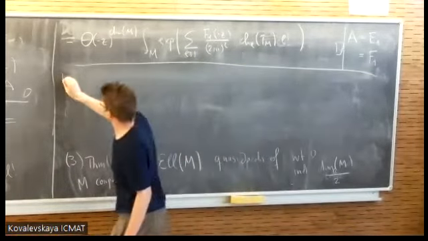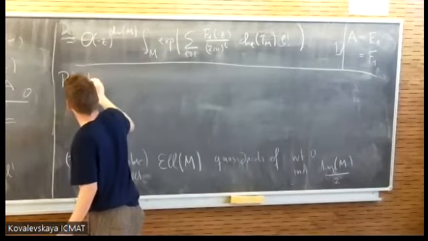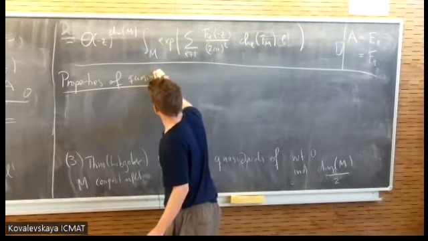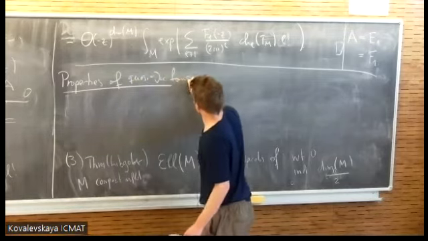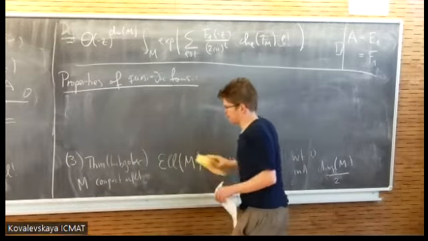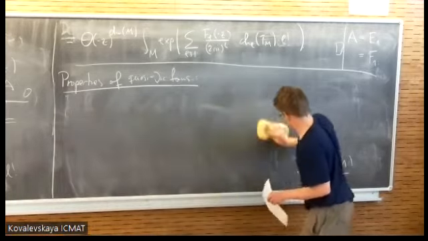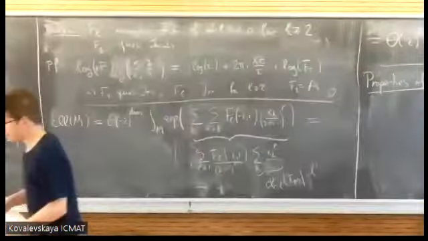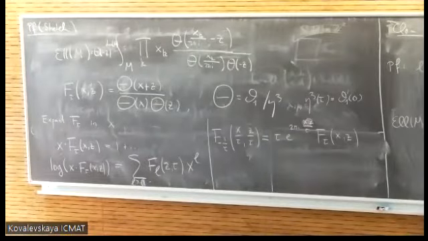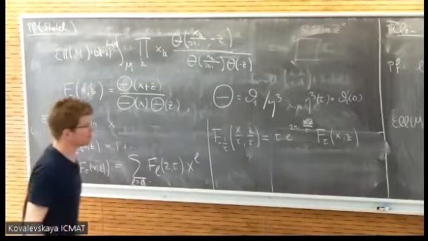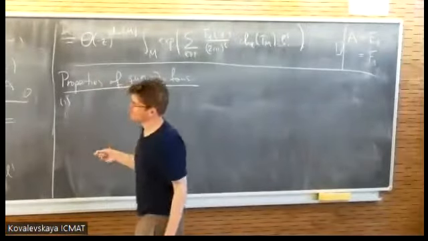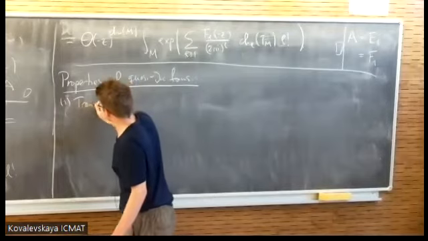Okay, so I want to come to the properties of this quasi-Jacobi form. And this is a little bit. I can explain some. So the first one, let's do the first one, which is the key to all of them, which is the transformation property.